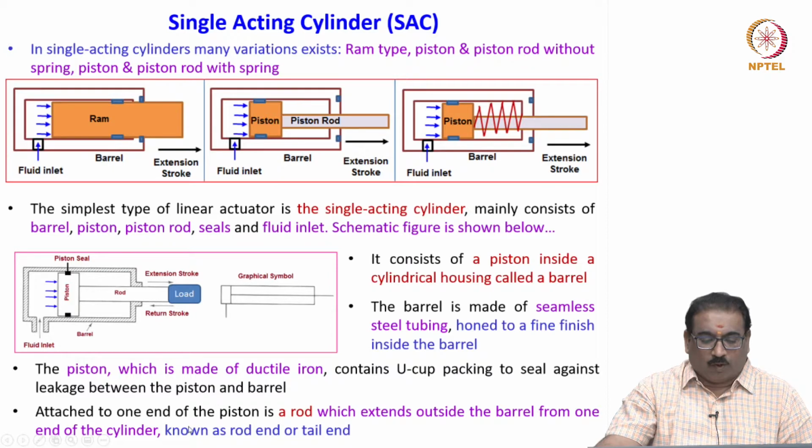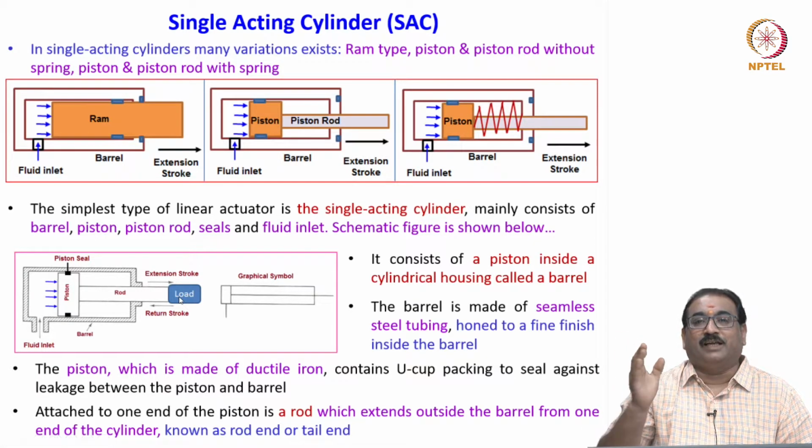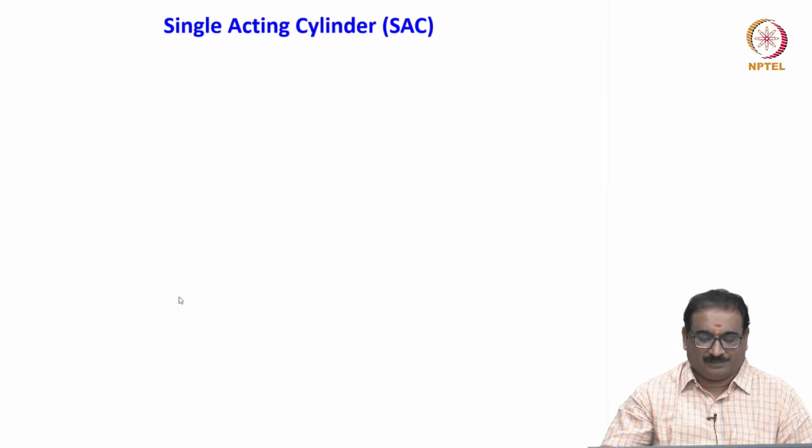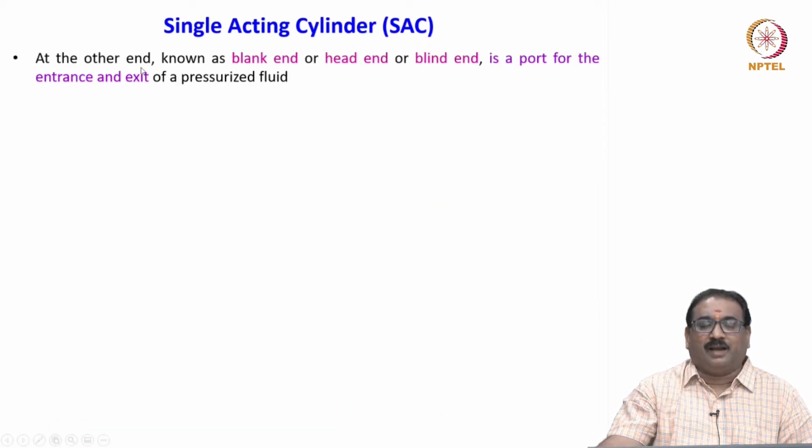Attached to one end of the piston is a rod which extends outside the barrel from one end of the cylinder, known as the rod end or a tail end. Please note here, this is a head side, this is a tail side. There are different names. As a hydraulic engineer, you have to remember all. At the other end, known as the blank end, also known as head end or blind end, is a port for the entrance and exit of the pressurized fluids.